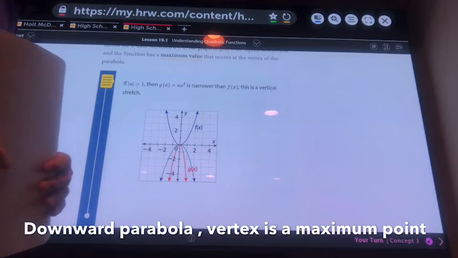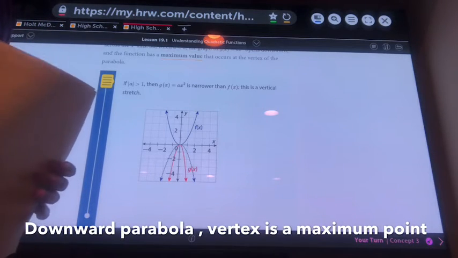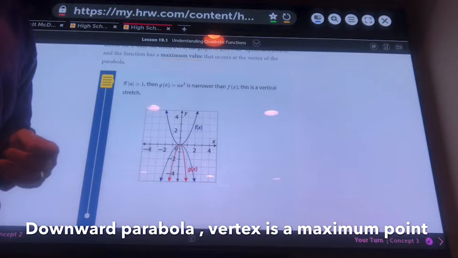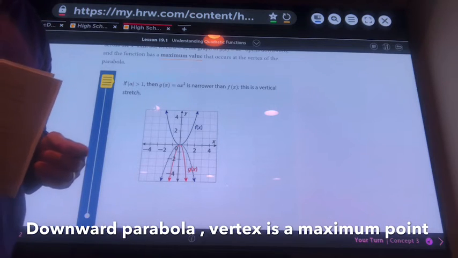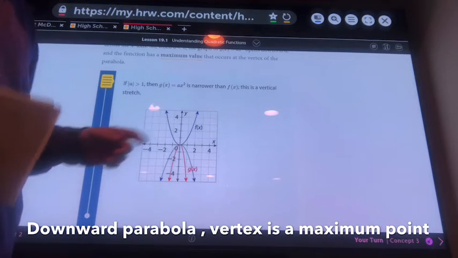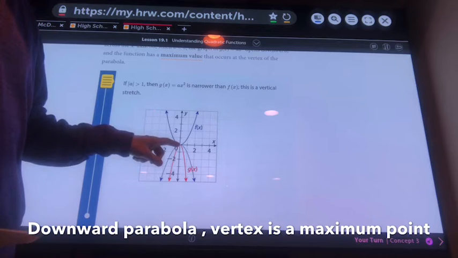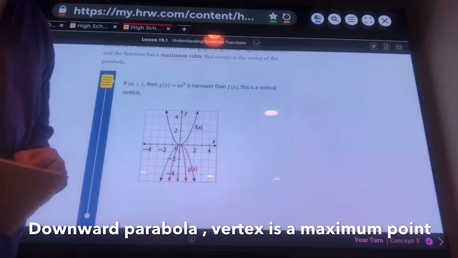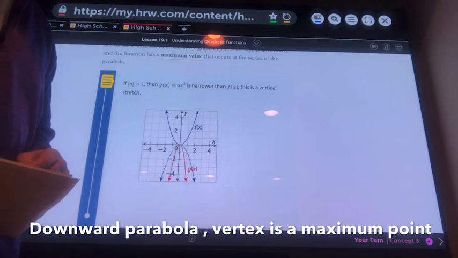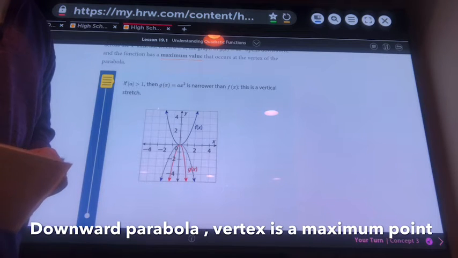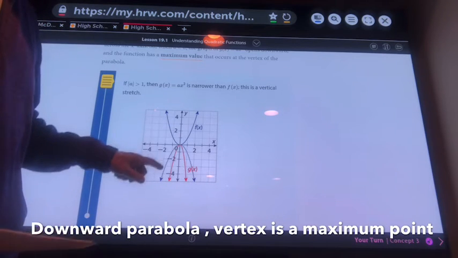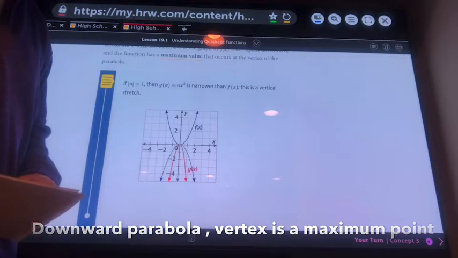A little more terminology. Now that we have the graph facing downward, because the a was negative, a downward facing parabola, the vertex, which here is 0, 0, would be called the maximum point. So the vertex in a downward facing graph is called the maximum point.